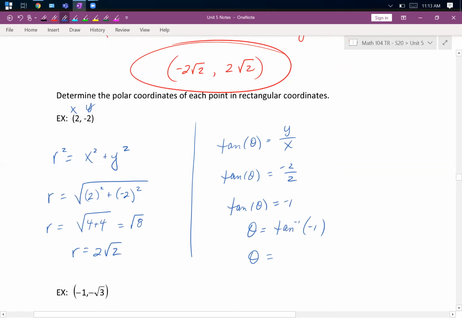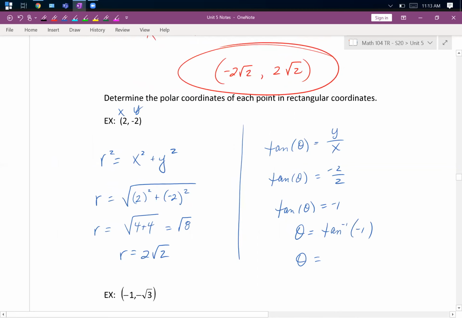The way that we're going to determine which angle to use is actually by going back and looking at this original ordered pair. If we were to plot this point, 2, negative 2, we see that we're in the fourth quadrant. So when we come up with our theta, we need to make sure that our theta is in the fourth quadrant.